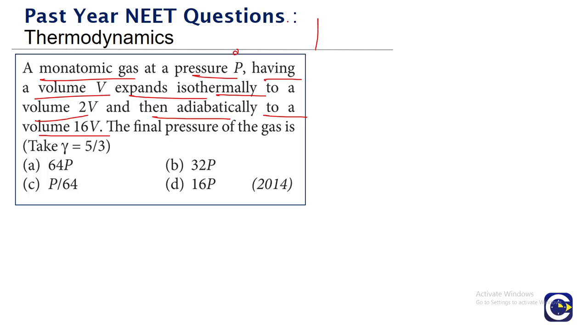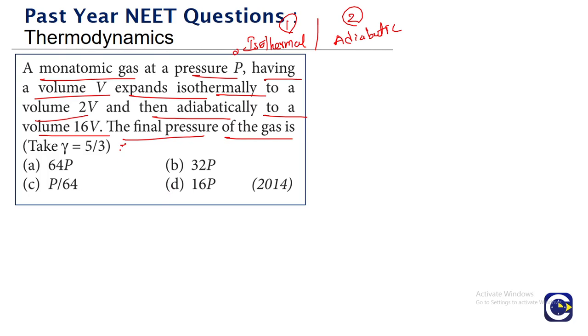First step is what? Isothermal. Second step is what? Once the first step is over, we are starting the second step, adiabatic. Okay, we have to find what is the final pressure of the gas.